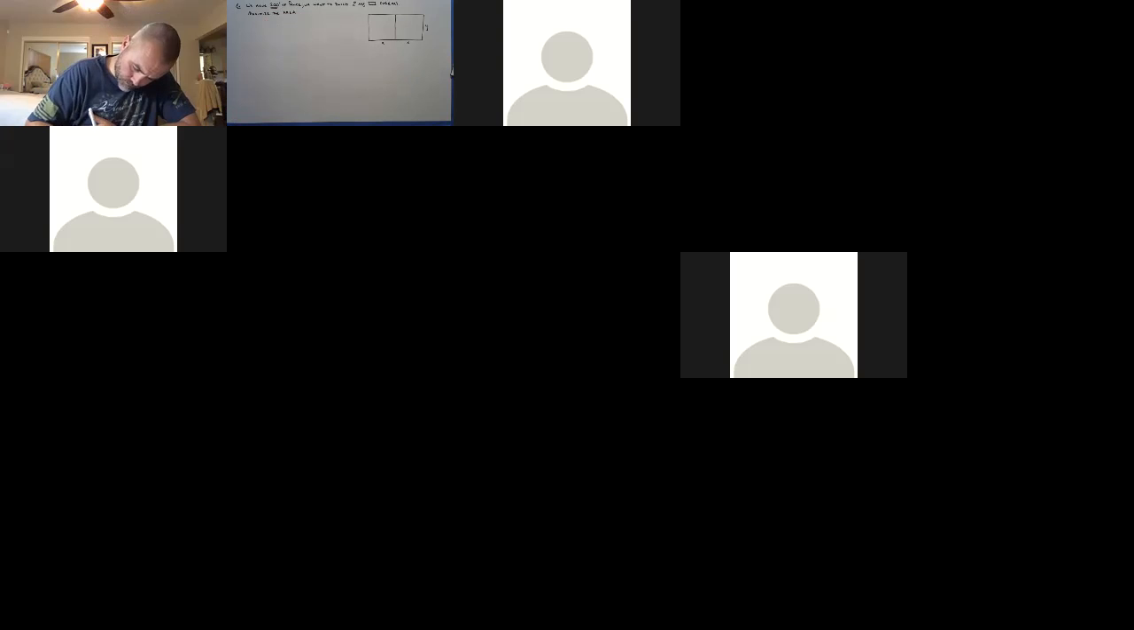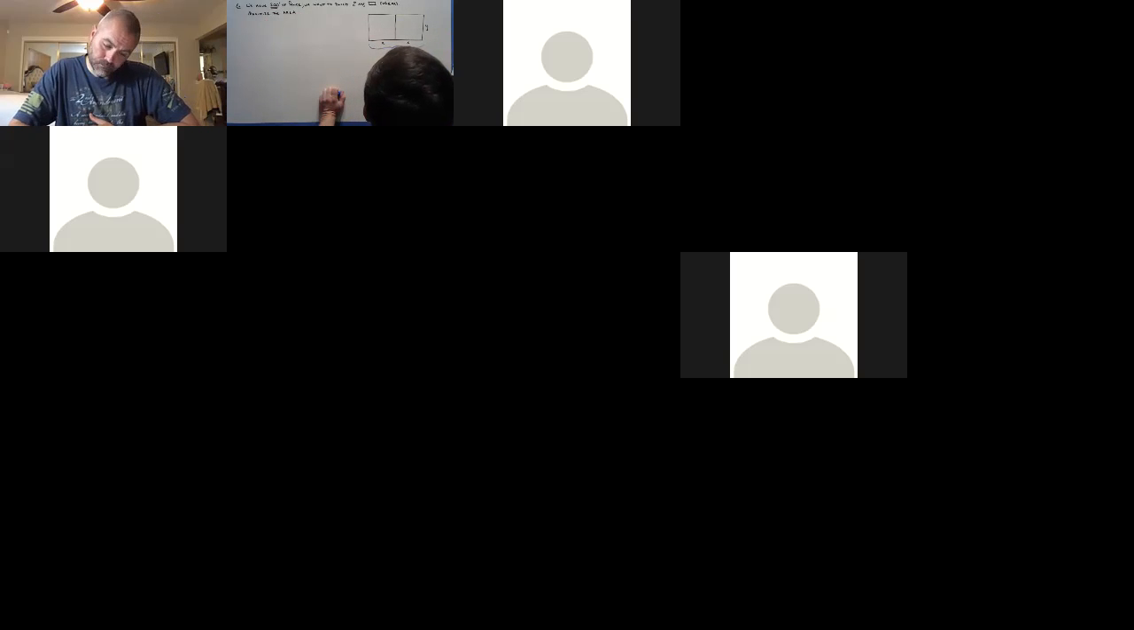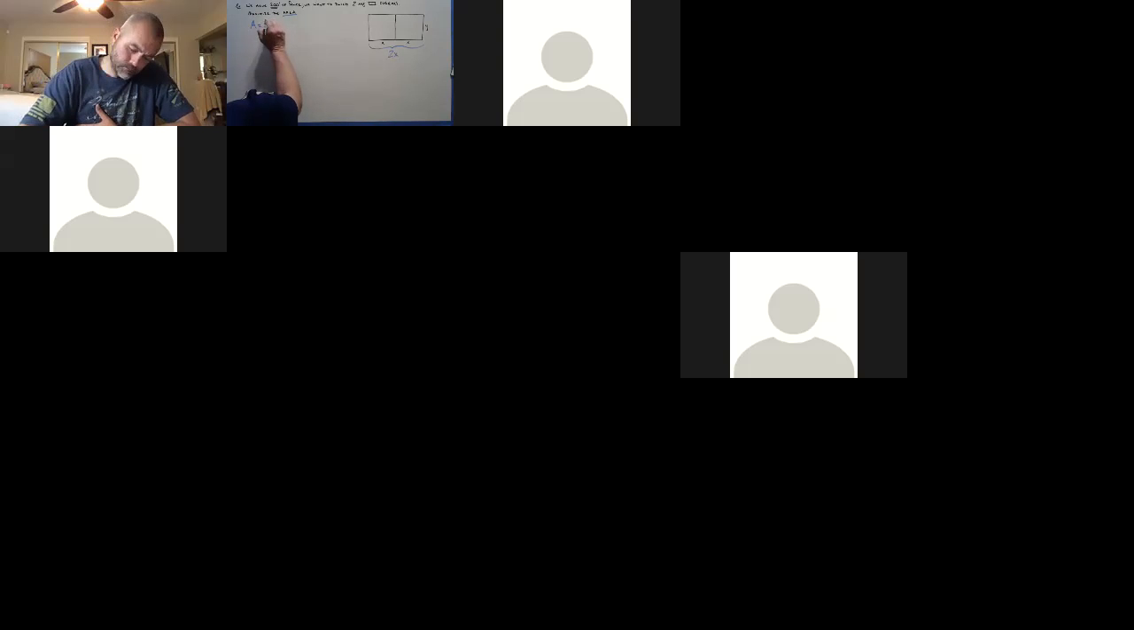Now, in essence, this is just one big rectangle. This side is 2x, that side is y. If we're going to maximize the area, area is what they want me to maximize, I need a formula for area. Area is length times width. But what do I have for my length? I have 2x. And what do I have for my width? I have 1y.